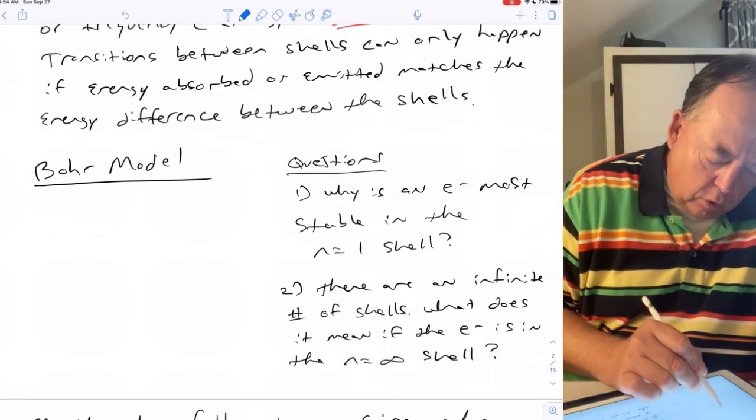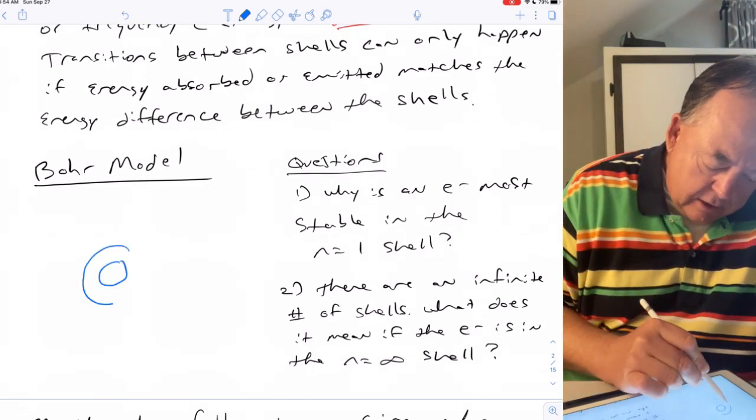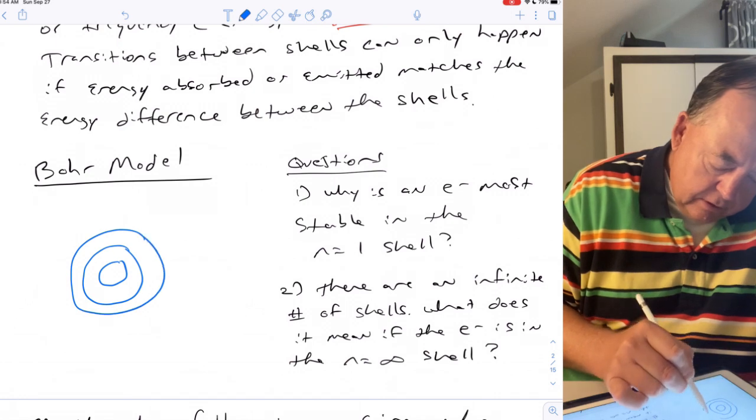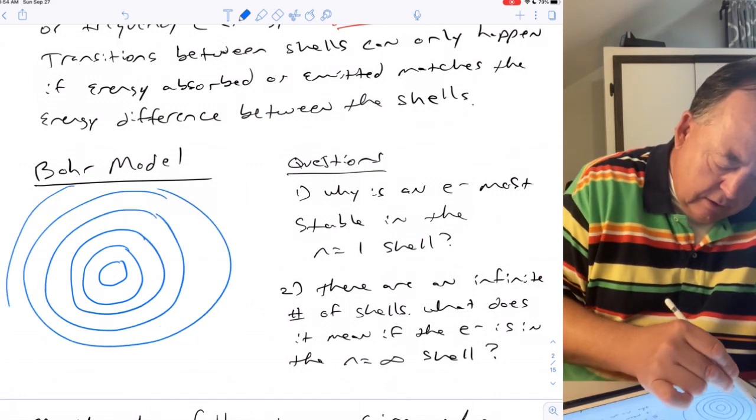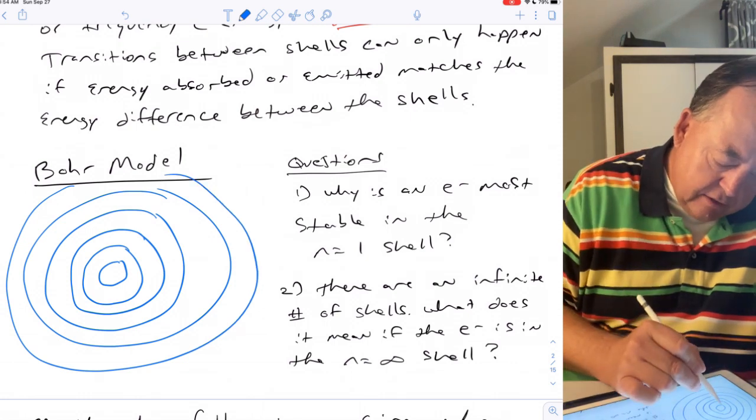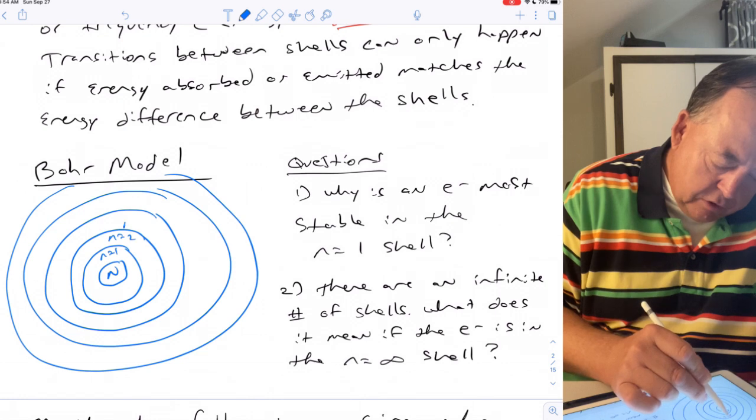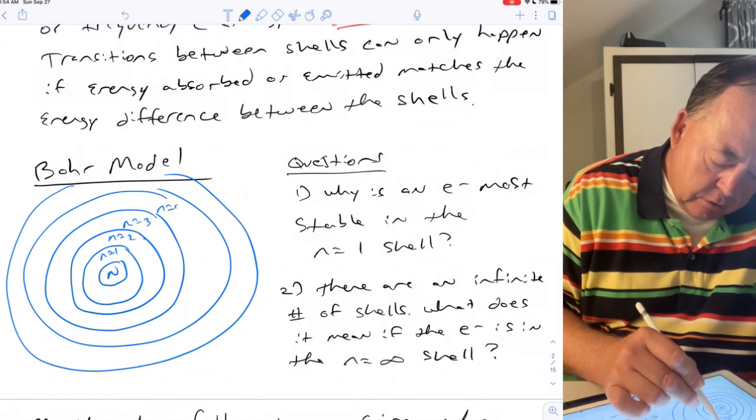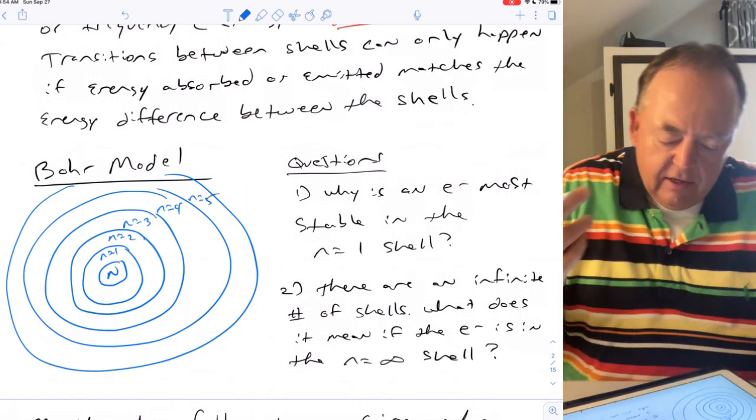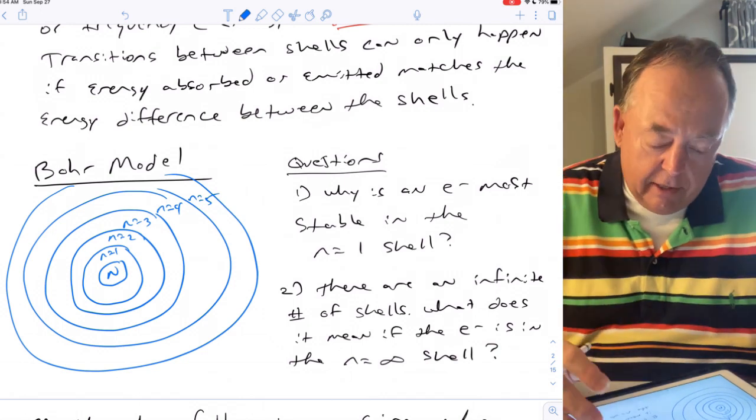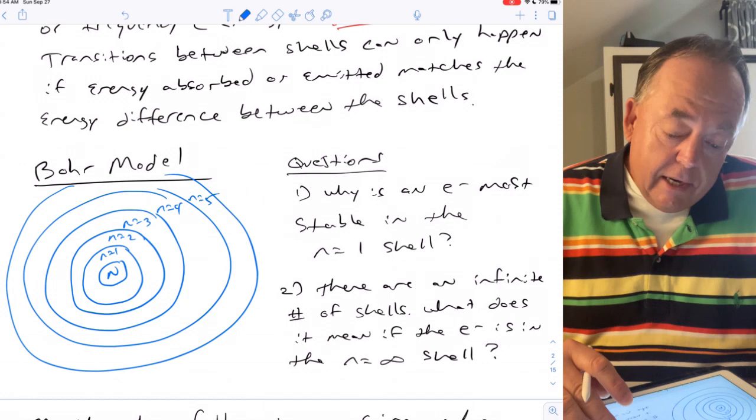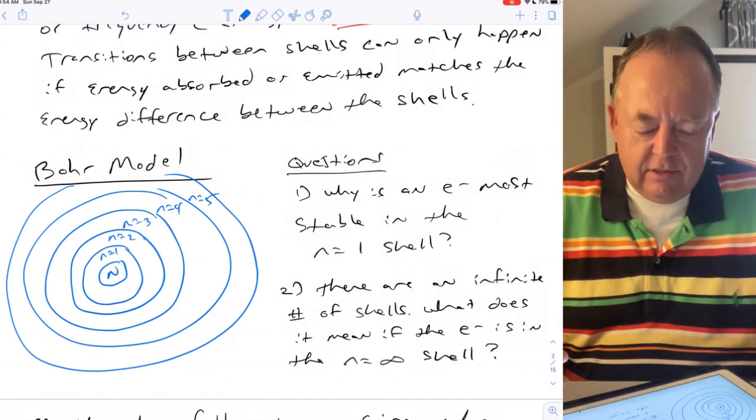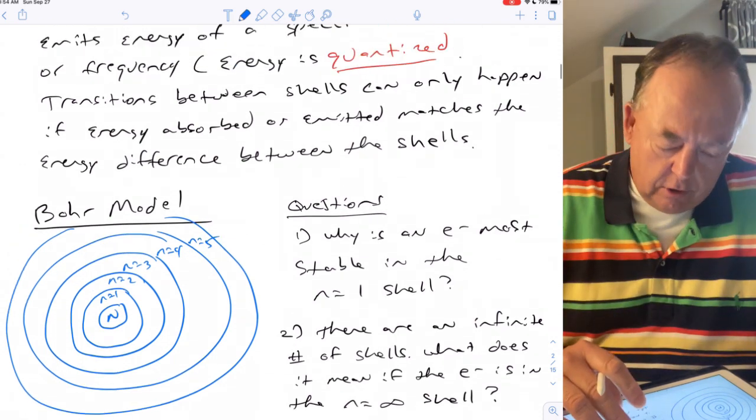So again, with the Bohr model, we have the nucleus, and then we have shells. You can have an infinite number of shells. So this would be the nucleus, this would be n equals 1, n equals 2, n equals 3, n equals 4, n equals 5. Intuitively, why does it make sense that the fifth shell could have more electrons in it than the first shell? Well, one reason is it's bigger, right? If it's bigger, it can accommodate more electrons.